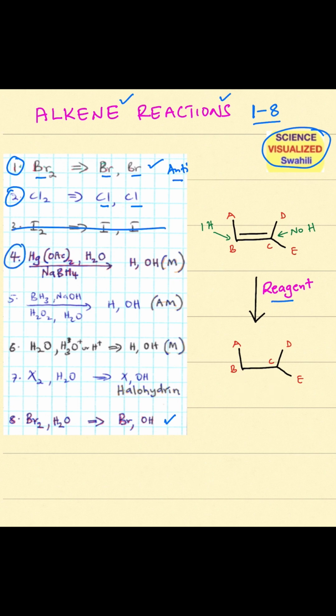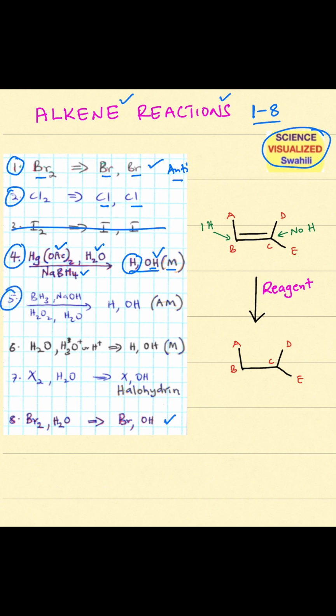Now, number 4, using mercuric acetate, water, and sodium borohydride, the end result is hydration, addition of water, which is basically H and OH across the double bond, and that adds Markovnikov. Markovnikov means this hydrogen adds to the carbon with the most hydrogen. So if you look at these carbons, B and C, the alkene carbons, B has one hydrogen, C has no hydrogen. So B has the most hydrogen, and therefore H adds to that. And then OH adds to the carbon with the least hydrogen, which is C, and therefore you end up with the OH there. So you add H and OH across the double bond.